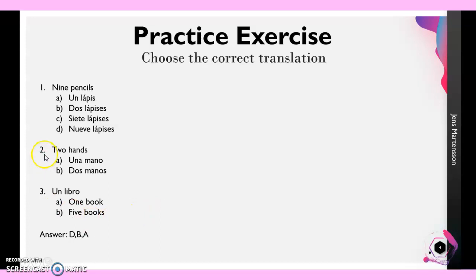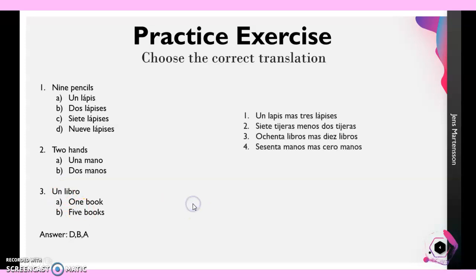If you said that number 2 was B, that is correct. It is dos manos, as we know that 2 is dos in Spanish. And if you said that 1 book was the answer for number 3, that is correct, as we know that 1 is un. Okay, so good job.